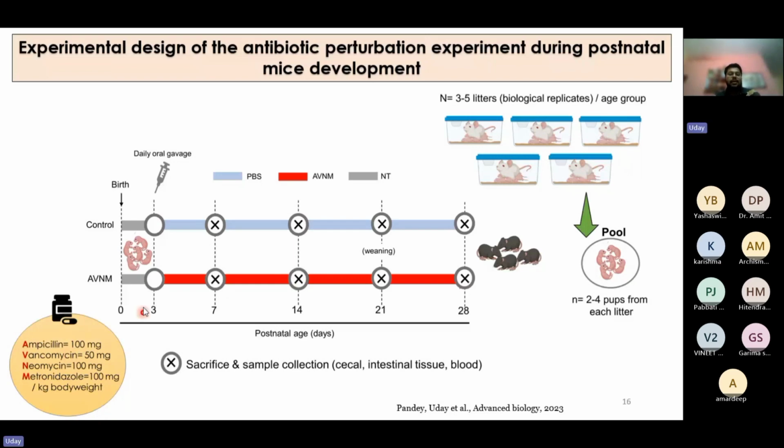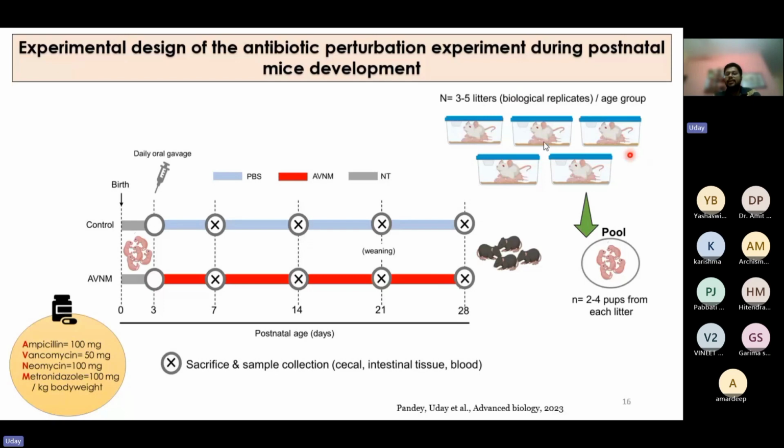So what I did, I started with postnatal 3-day because it is very difficult to manipulate or gavage anything during postnatal 1 day. I did a daily gavage of this antibiotic cocktail to the neonatal mice, and in the control group, we gavaged PBS. And at the time points of 7-day, 14-day, 21-day, and 28-day, we sacrificed the mice.